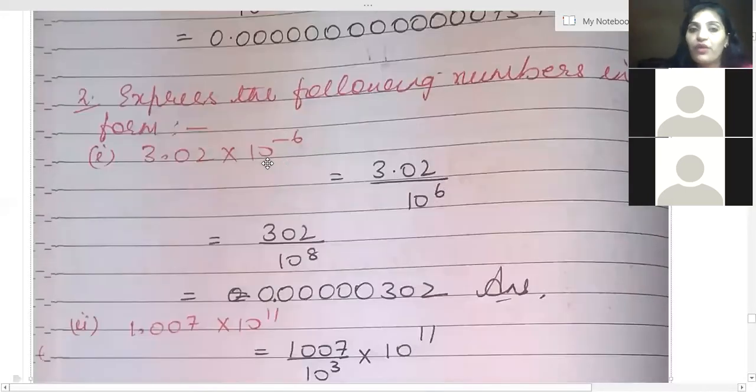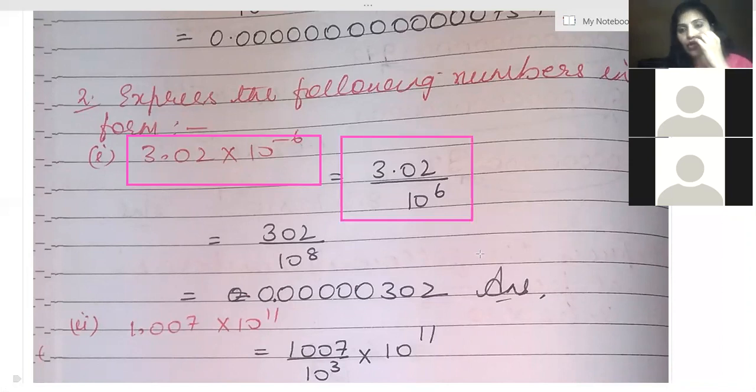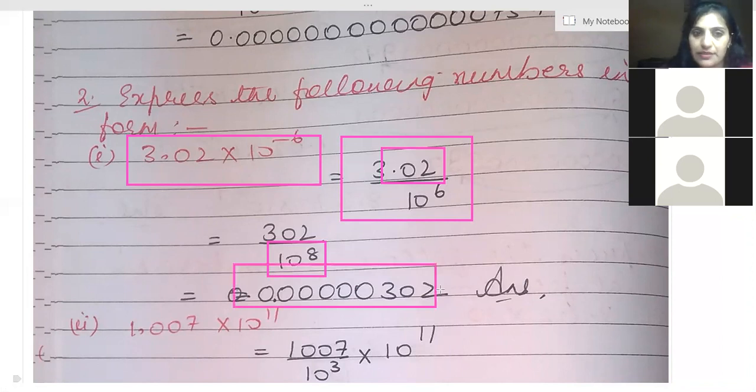Now you have to represent this in the usual form. 3.02 into 10 to the power minus 6. So again I have done, I converted this negative power to a positive power, so it got shifted to the denominator. Now I'll add on these two zeros, leading to the denominator raised to 10 to the power 8. Now I will set my decimal after counting the 8 places. Okay, see. 1, 2, 3, 4, 5, 6, 7, 8. And now my decimal. Okay, is that clear?